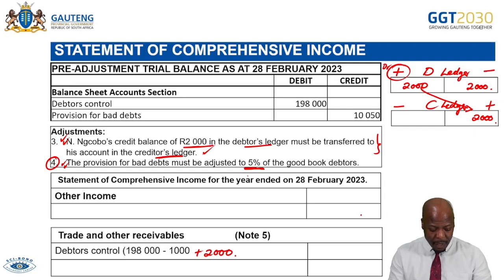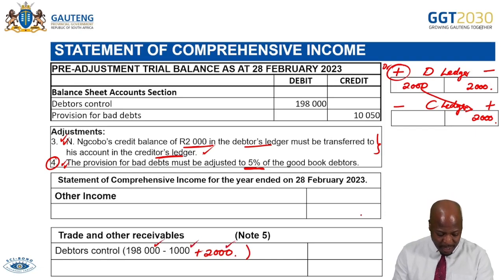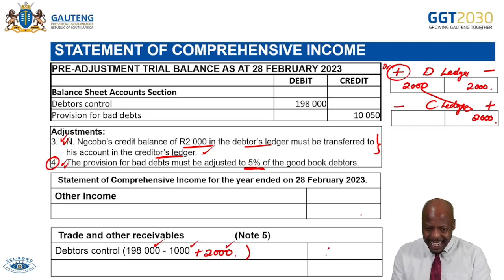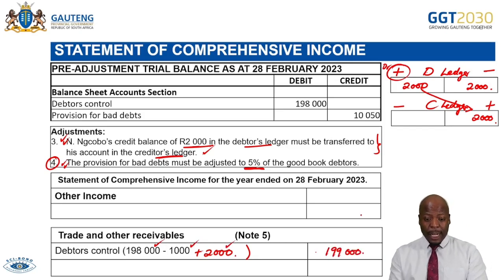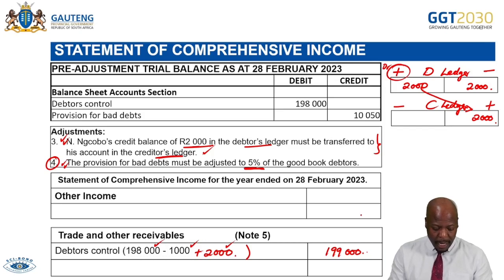Once I hear that, it simply means the examiner is trying to tell me that I must close my bracket here. So I come here, I close my bracket. I have 198 minus 1,000 plus my 2,000. Do I have calculators close? That is going to give me my 199,000. 199,000 over here, because I took my 198, I subtracted 1,000, and then I added 2,000 to get 199,000. Then I am told that the provision for bad debts will be adjusted to, remember we spoke about the to and the by.